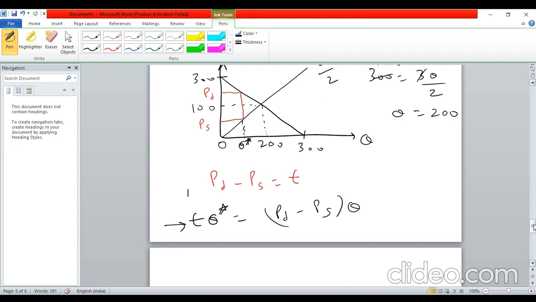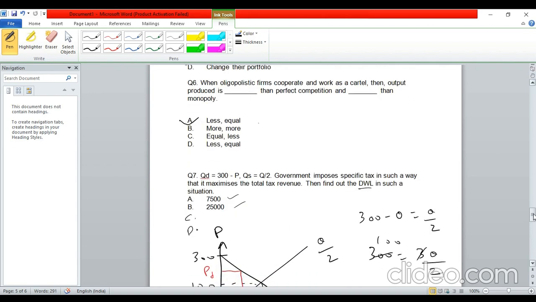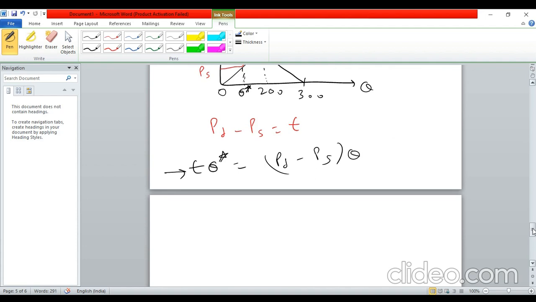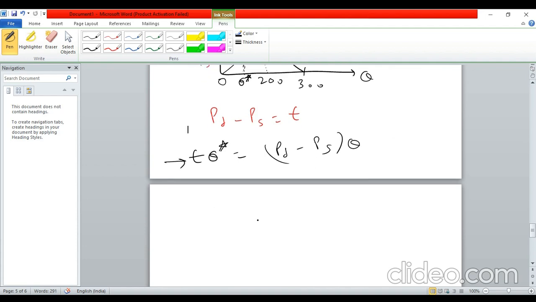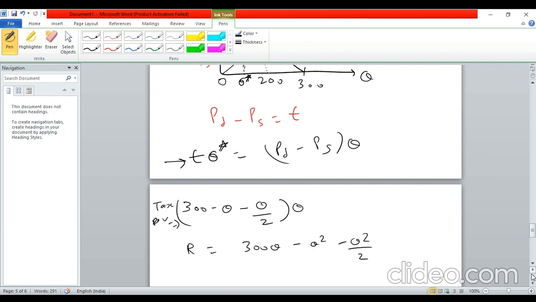Now you know what PD is. Sorry, PD is 300 minus Q. So just write this, 300 minus Q minus QS. QS is Q by 2, into Q. So this is the tax revenue. Let us write this as R. So R will be 300Q minus Q square minus Q square by 2.